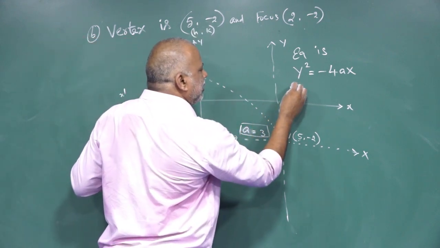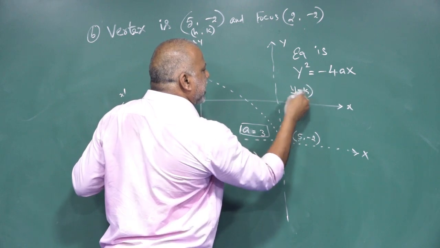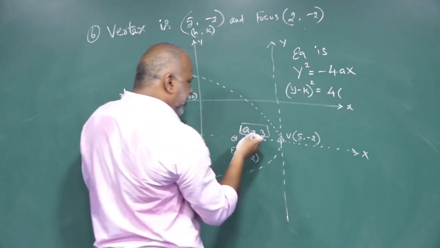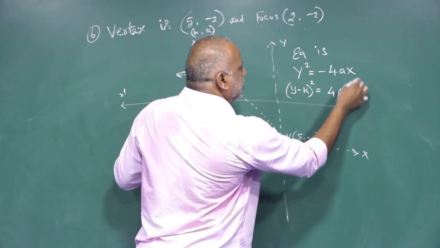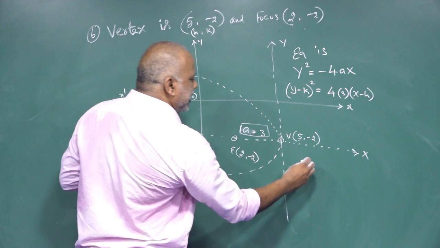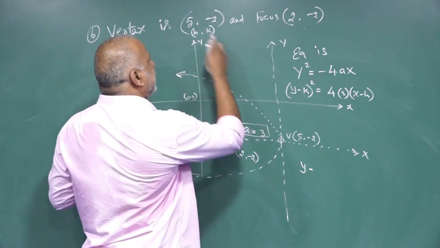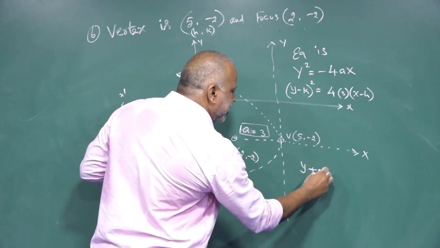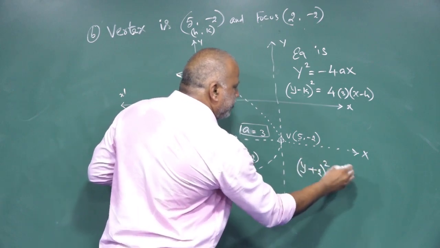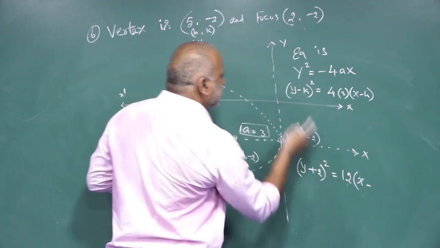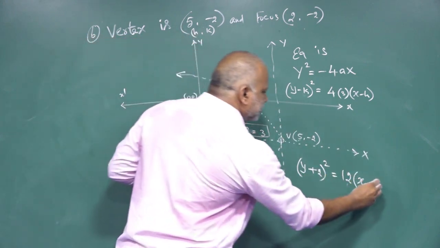This Y should be replaced by Y minus K the whole squared equal to 4. The value of A is 3. Then this capital X is replaced by X minus H. Just substitute the data. Y minus K. K is replaced by, see here already minus 2. So it will be minus of minus. Then 4 into 3, 12. X minus H. H is 5.